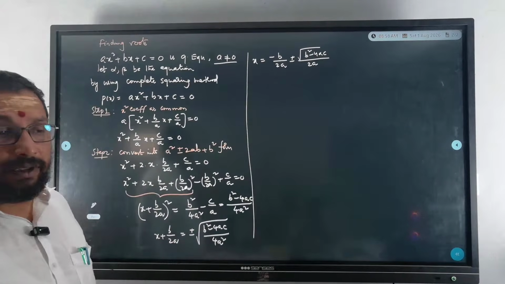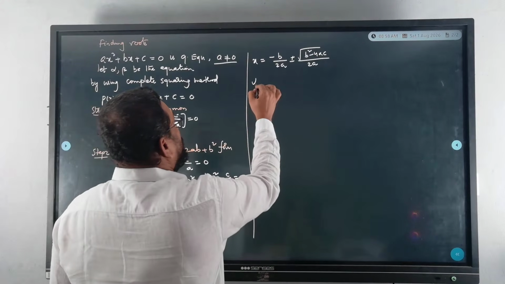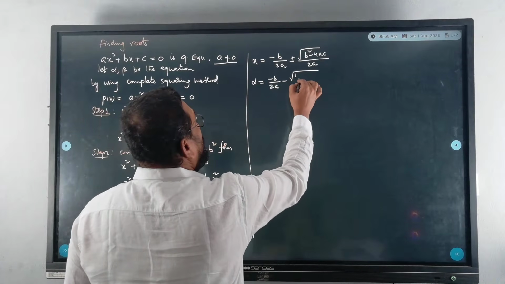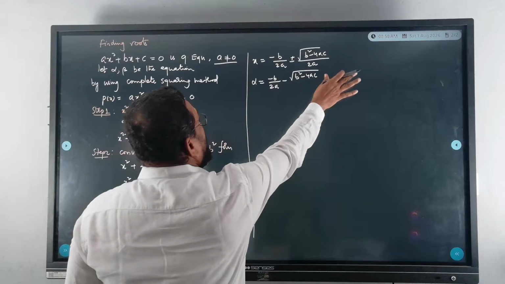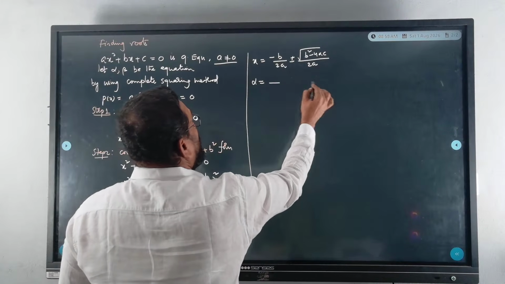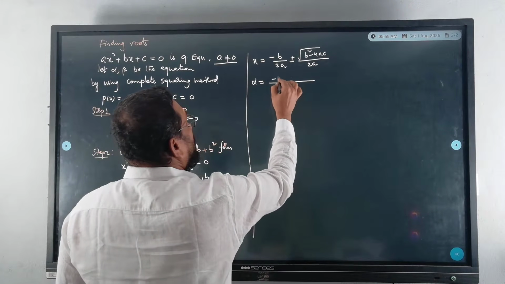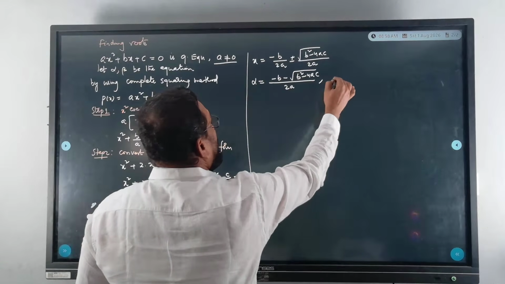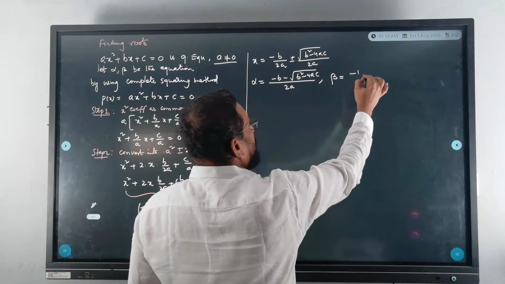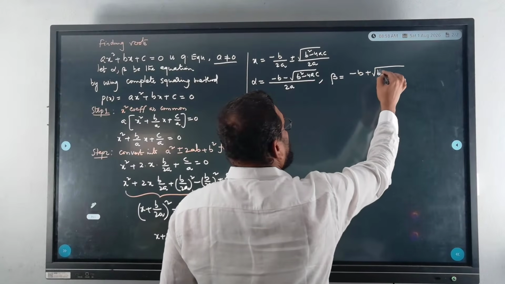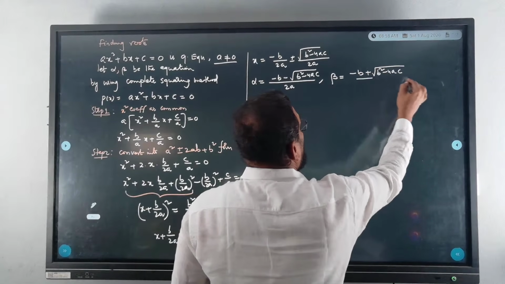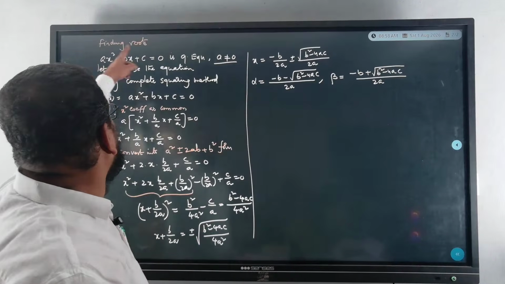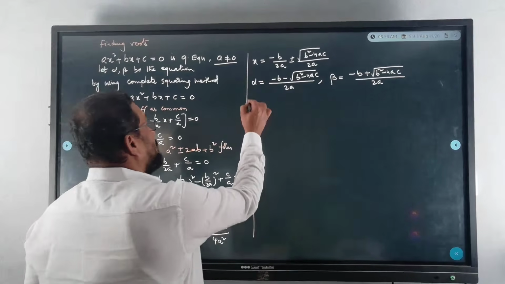Now once with plus and once with minus. So alpha is equal to minus b by 2a minus root over b square minus 4ac. If you will observe, same denominator 2a, minus b minus root over b square minus 4ac. Beta is equal to minus b plus root over b square minus 4ac by 2a. So these are the roots. So finding roots.